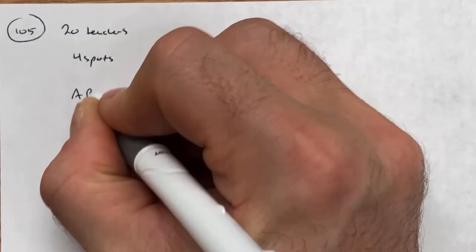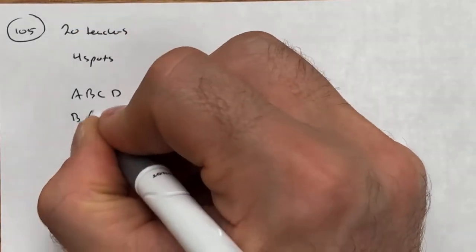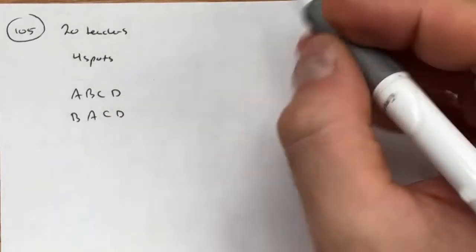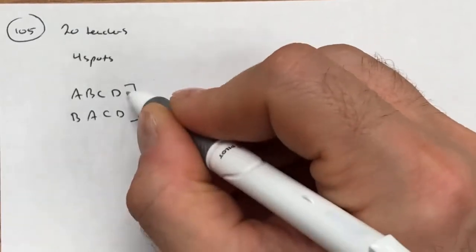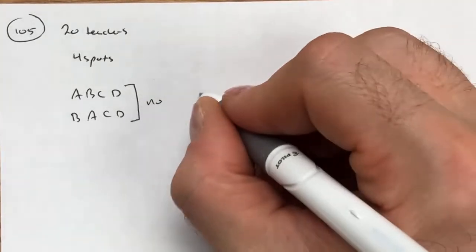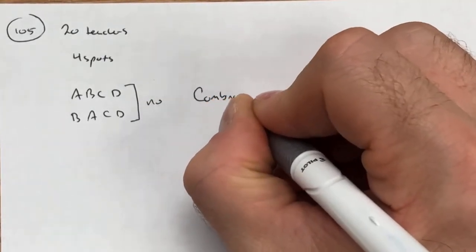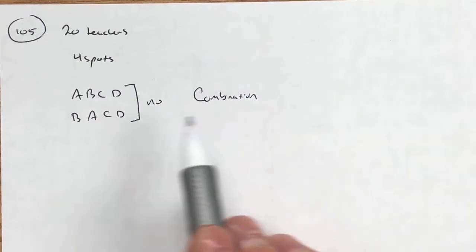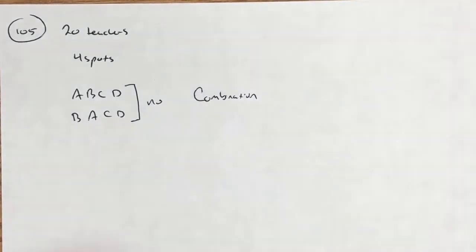So with 20 teachers and 4 spots, we're going to ask ourselves the same question we asked in the last one. If I have A, B, C, D go, does it matter if I fill spot 1 with B and spot 2 with A and leave these 2? Are these the same, or is this a specifically different set of data? And in this case, it doesn't matter. So I know that this is a combination, not a permutation. If the order of the spots mattered, you were first, second, third, fourth, permutation, nope, combination.